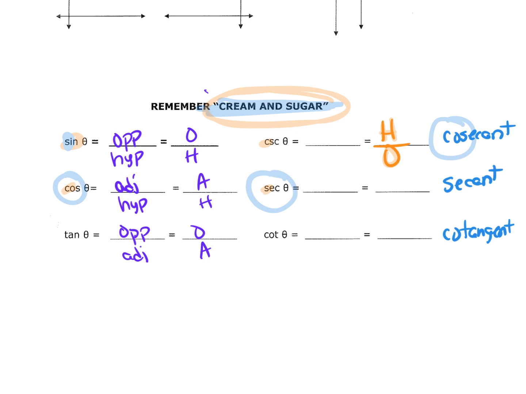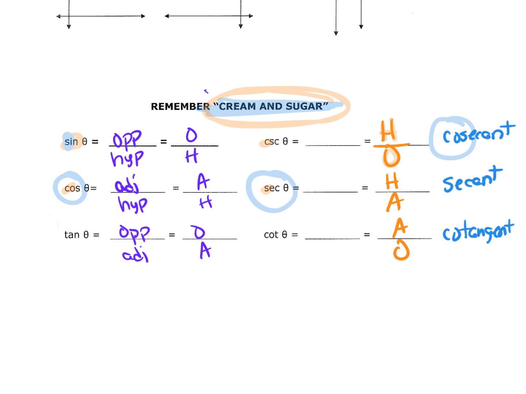For secant, I don't have that memorized. I'm thinking reciprocal or flip of cosine. So it's going to have to be H over A. And for cotangent, I don't have that memorized, but I do know that it's flipping whatever the tangent is, so it's going to be A over O. So that's how I remember those. Personal preference, some people want to just memorize that. Your choice on how you kind of think through those. Okay? But yeah, you're going to have to start to get those memorized.